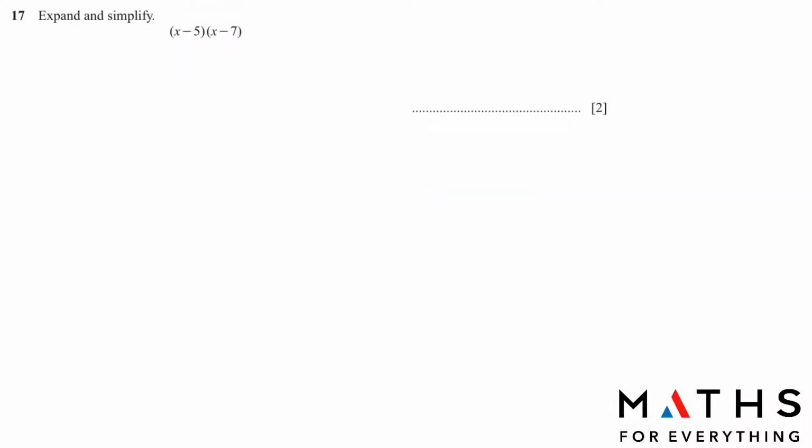Question number 17, another algebra question. Expand and simplify. So x multiplied by x will give us x square. x multiplied by negative 7 will give us negative 7x. Negative 5 multiplied by x, negative 5x. And negative 5 multiplied by negative 7 is positive 35. Add the like terms. So you will have x square minus 12x plus 35.